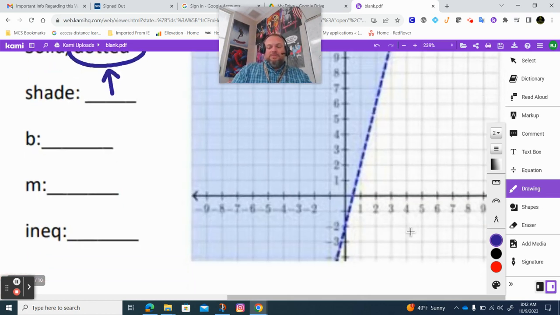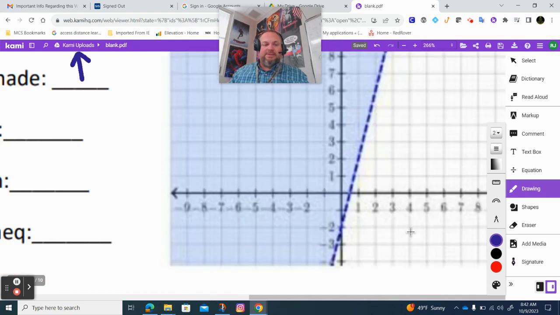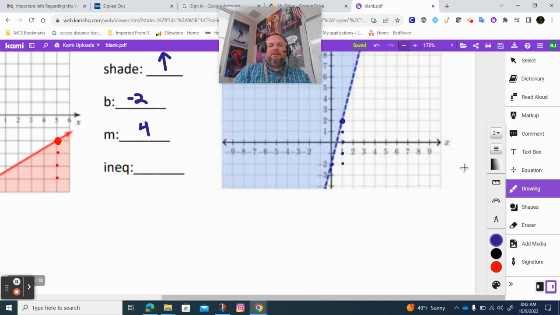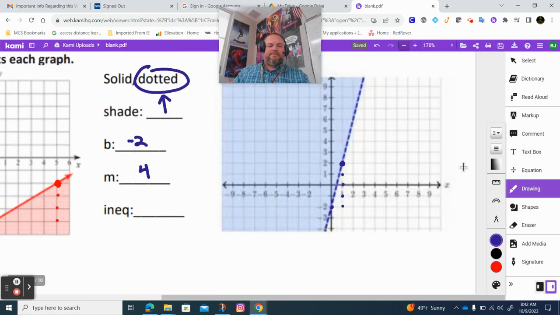All right, we're zooming in. All right, this looks like -2 is my B. And okay, over here is where it crosses again. So it looks like I went over 1, up 1, 2, 3, 4. All right. So y greater than, no line underneath because it's dotted. It's greater than because it's shaded above. 4x minus 2.